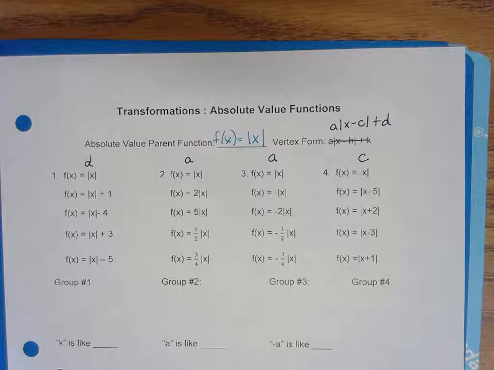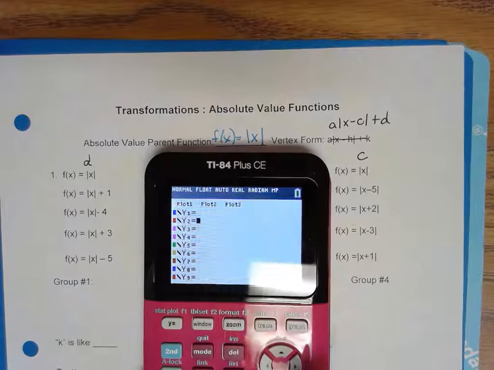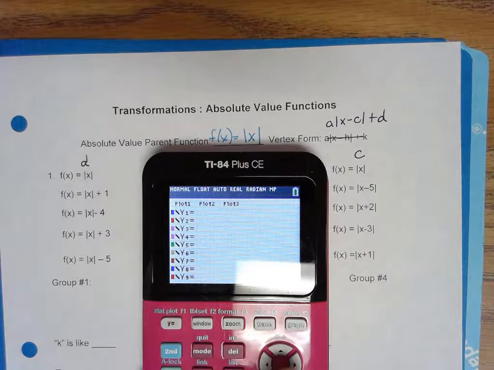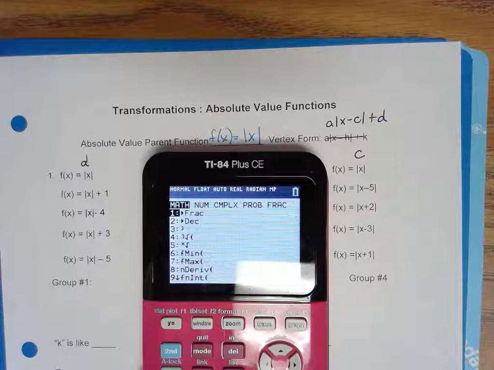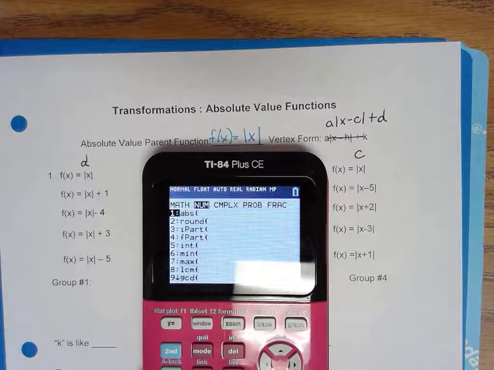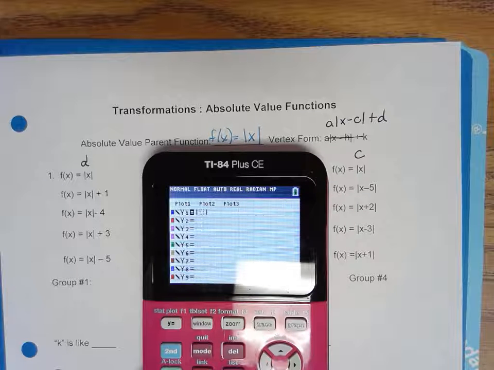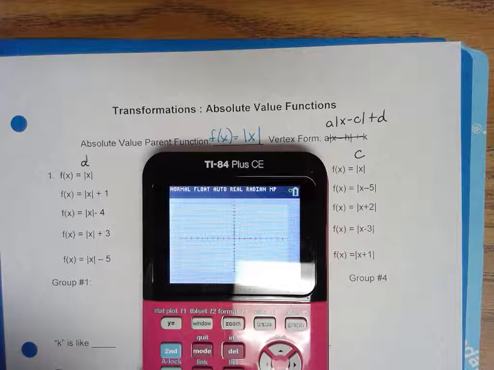Now we're going to be looking at them. So we're going to put in the absolute value parent function. How do I get absolute value in here? You must be on the y equals screen, and then you hit math, and you right arrow over, and there's absolute value. You're going to put x in there, and we're just going to look at the graph of the parent function. It makes a v.